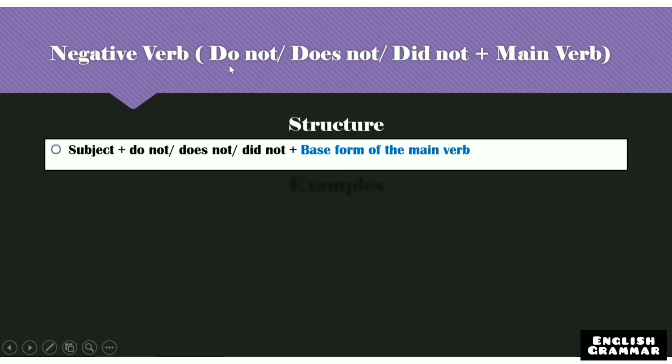Here I have written 3 negative verbs. These are don't, doesn't or didn't. If we want to use these verbs in a sentence, we need to write the base form of the main verb.